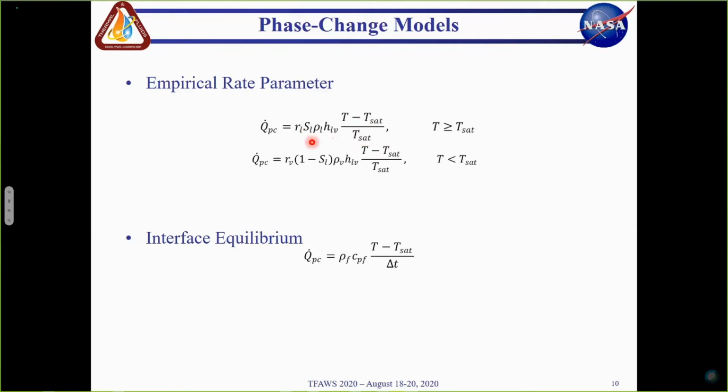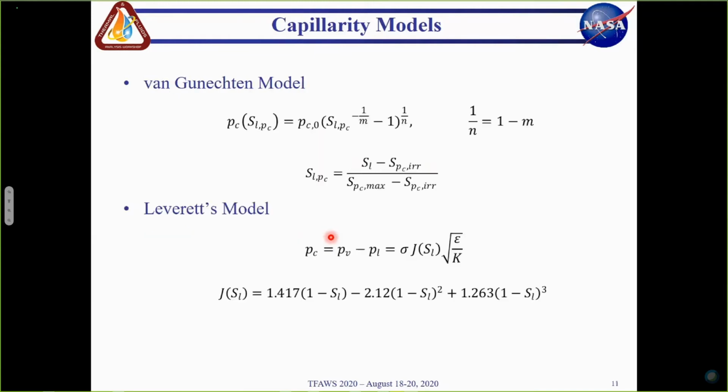The empirical rate parameter model deals with every cell of a domain. When the temperature of a cell goes above the saturation temperature, the evaporation will take place. That means heat will be absorbed. When the temperature is less than the saturation temperature, condensation will take place. That means heat will be rejected. For the interface equilibrium, a scan will take place for all the cells in the domain to find the two-phase zone, and this QPC, which is the phase change heat, will be applied on that two-phase zone.